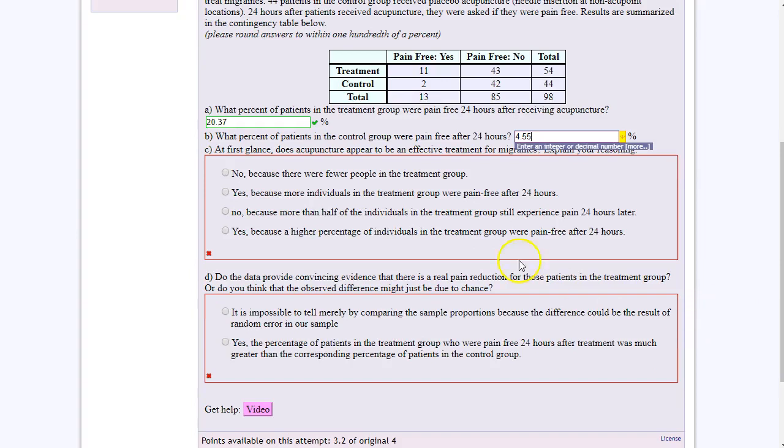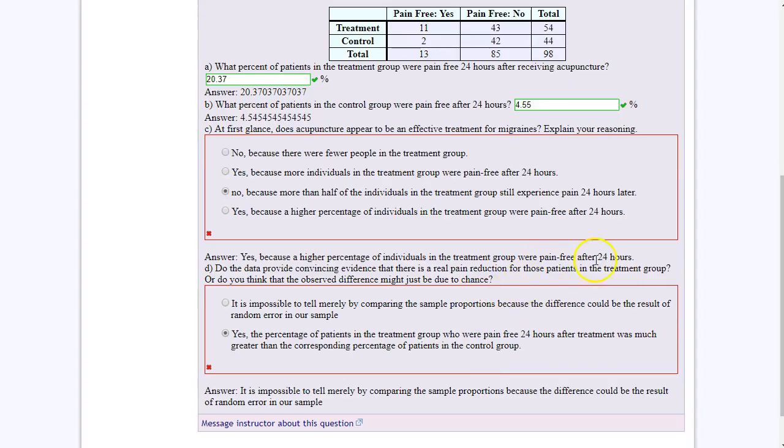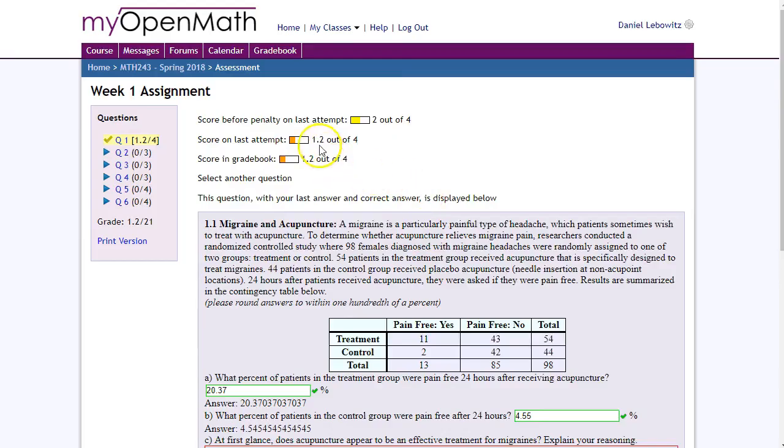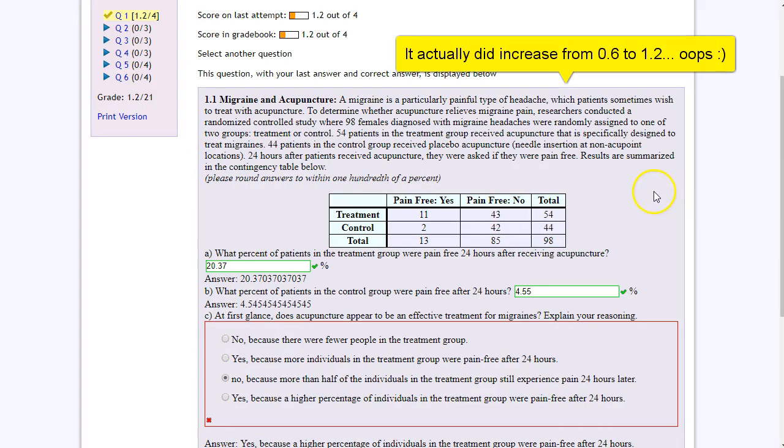4.55. And if I try to enter any of these, it'll let me choose. I don't know, I'll just choose some random ones. But even if I get it right, it will not increase my score because I only have 1 attempt. So I got them both wrong, I guess. But notice that my score in the grade book actually did not increase on this attempt, unfortunately.